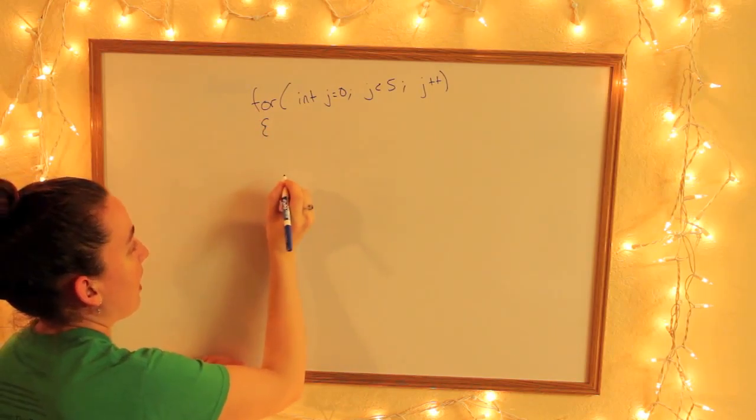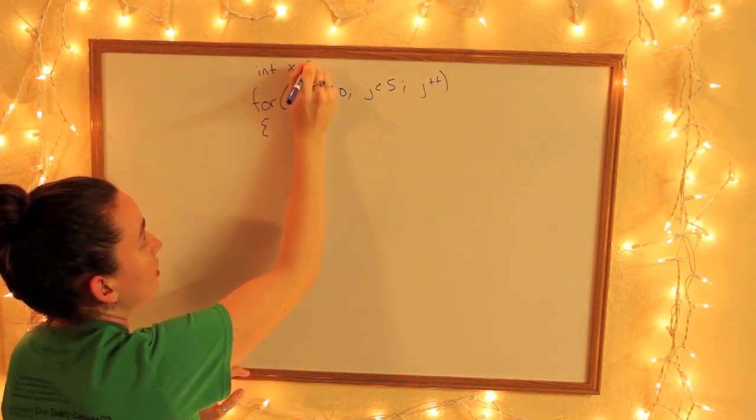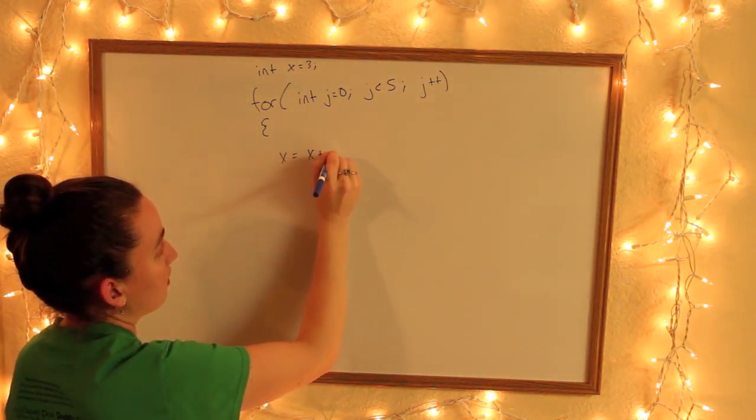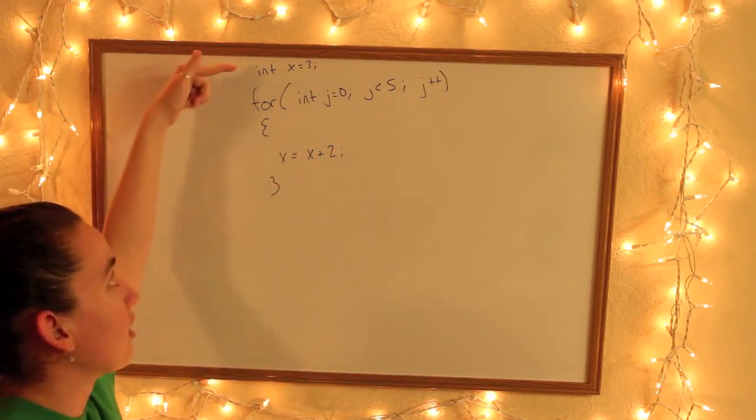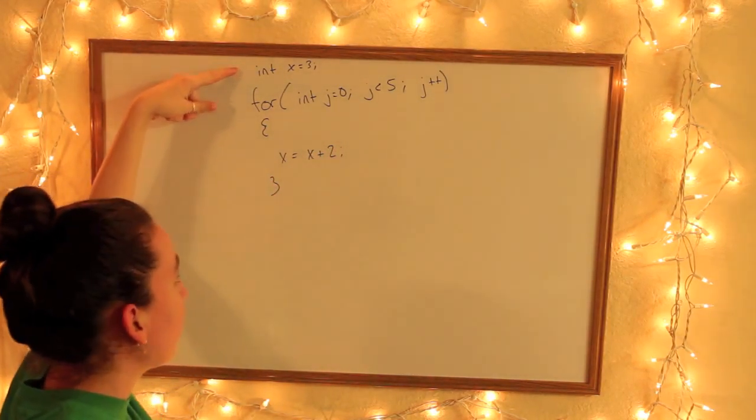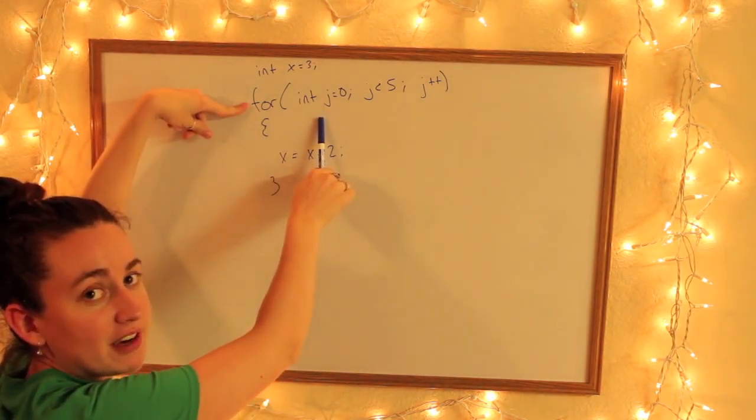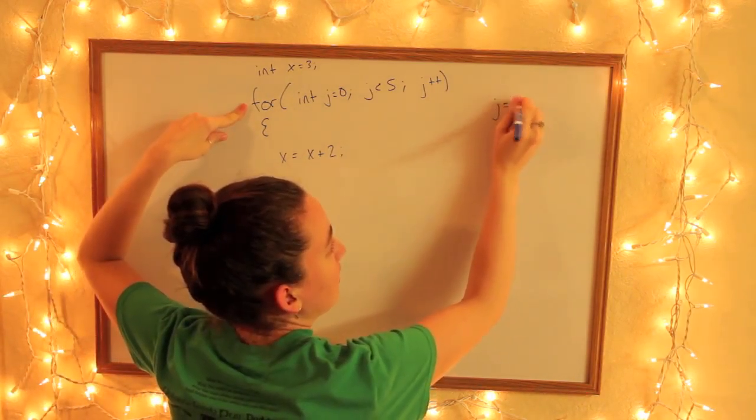Then let's say we have an int up here, x equals 3, and inside the loop, x equals x plus 2. What will happen here? The variable x gets declared, and you go to the for loop. It first checks to see where you start. It creates a variable, j, that starts at 0. So right now, j equals 0.